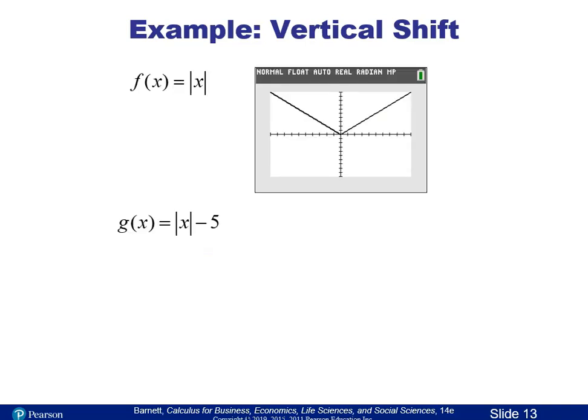Okay, so here, if I have the absolute value of x minus 5, I do want you to get in the habit of describing in words what's happening. So here we've got our original function, our original f of x. So this -5 is going to shift it down 5 units. So tell me which direction it's going and how many units it goes.